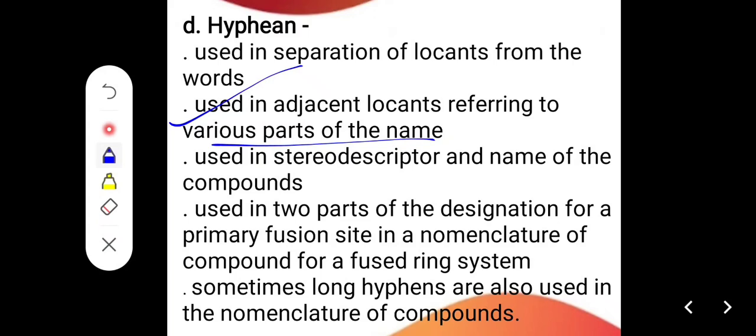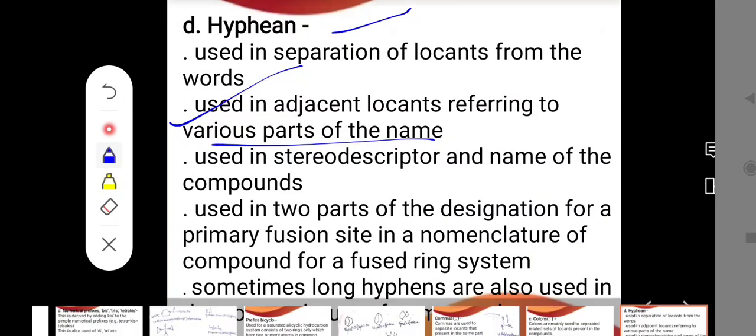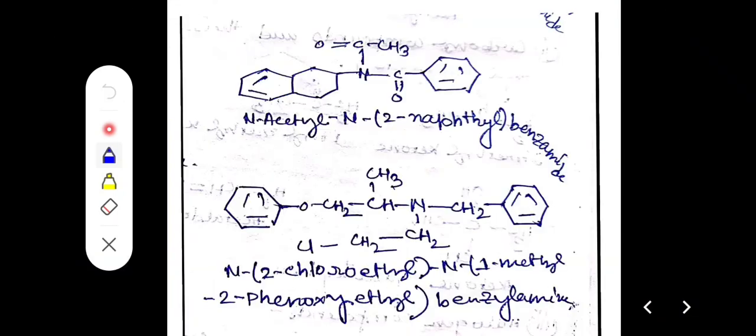Hyphens are used in two parts of the designation for a primary fusion site in the nomenclature of a compound for a fusing system, and sometimes longer hyphens are also used. This is the example. Hyphens are used in between to denote that N is attached with an acetyl group to the naphthyl group, which belongs to the benzamide system. Okay.